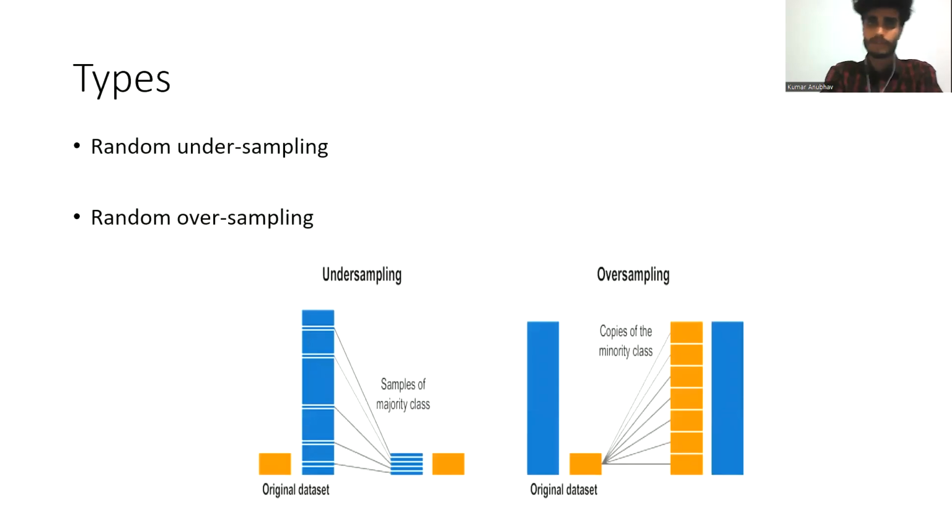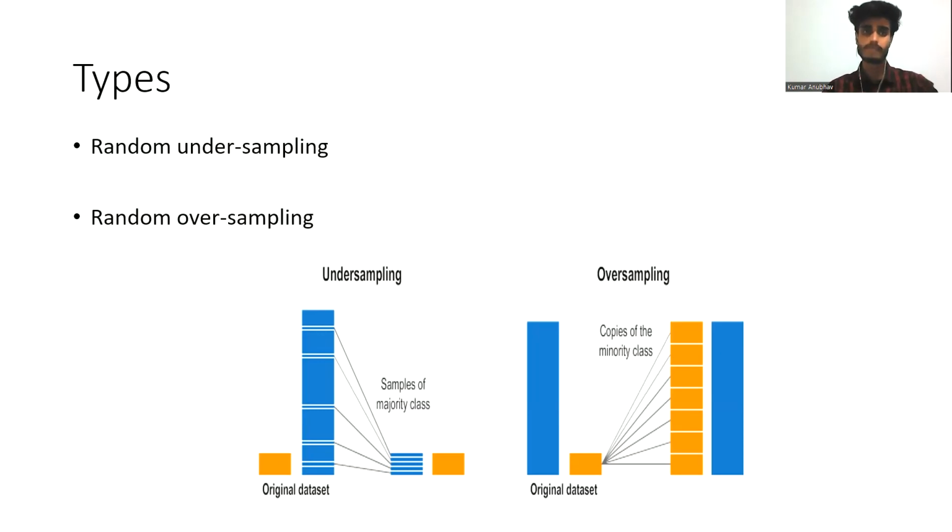So what are the types of sampling methods? Basically there are two types. The first one is random undersampling. It is a non-heuristic method that aims to balance the class distribution through the random elimination of majority class examples. In the given figure, the orange one represents the minority class and the blue one represents the majority class. Here we are trying to remove or eliminate majority class examples so that their number gets equal to the number of minority class. Several methods have been proposed here so that the information of the majority class would be largely retained in the training data set.